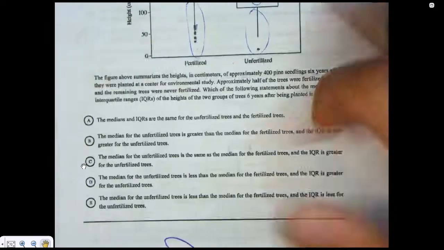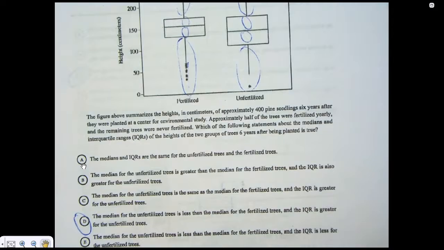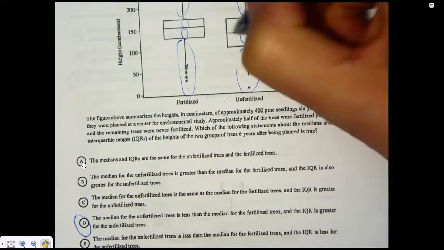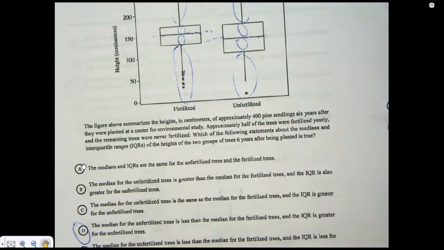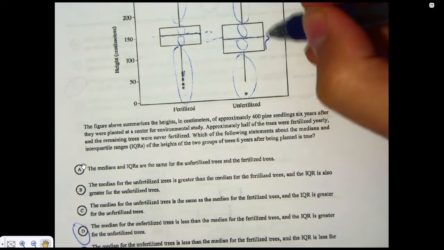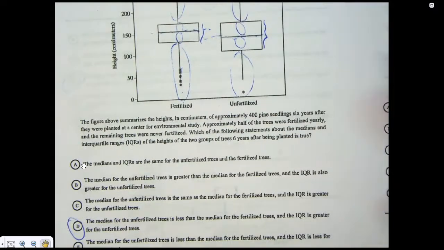Again, I'm just going to jump there. The median for unfertilized trees is less than the median for fertilized trees. So let's see if that's true. The median for unfertilized is lower than the median for fertilized. Yes. The IQR is greater for the unfertilized. Well, the IQR, again, is the distance of your box, and it is a little bigger in the unfertilized, so D is the correct answer.